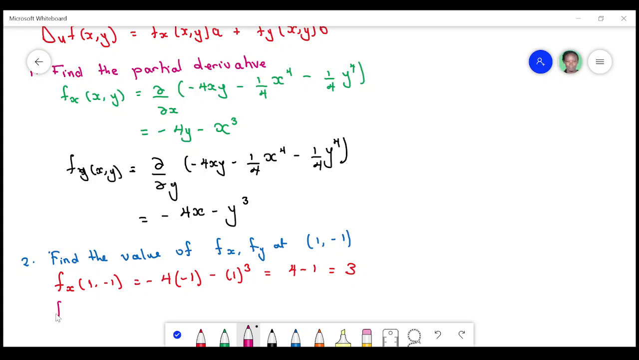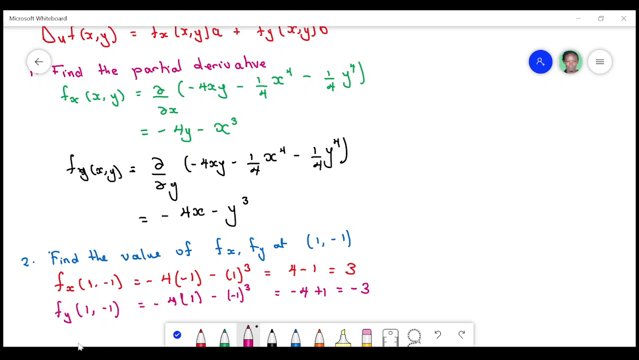Then at the point (1, -1), for the derivative with respect to y, I have minus 4, x is 1, minus y is -1 cubed, and this will give us minus 4, this will give minus plus 1, and this is equal to -3.